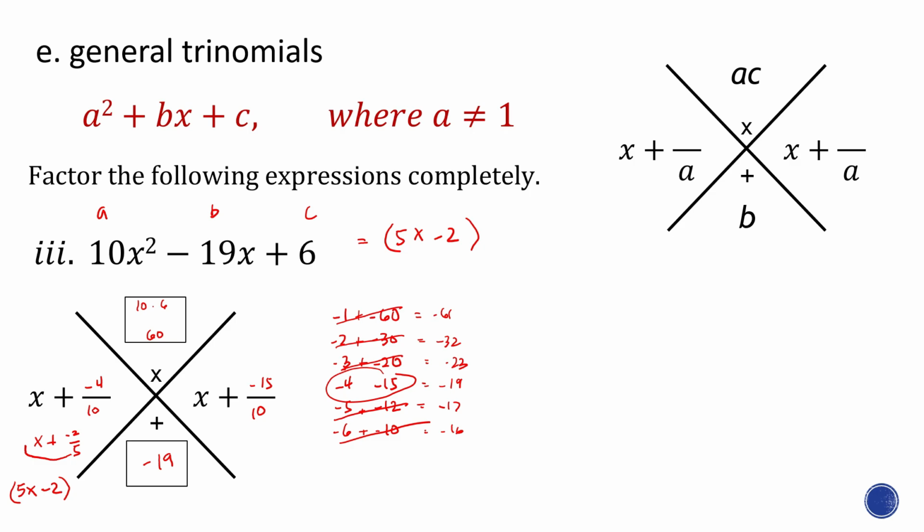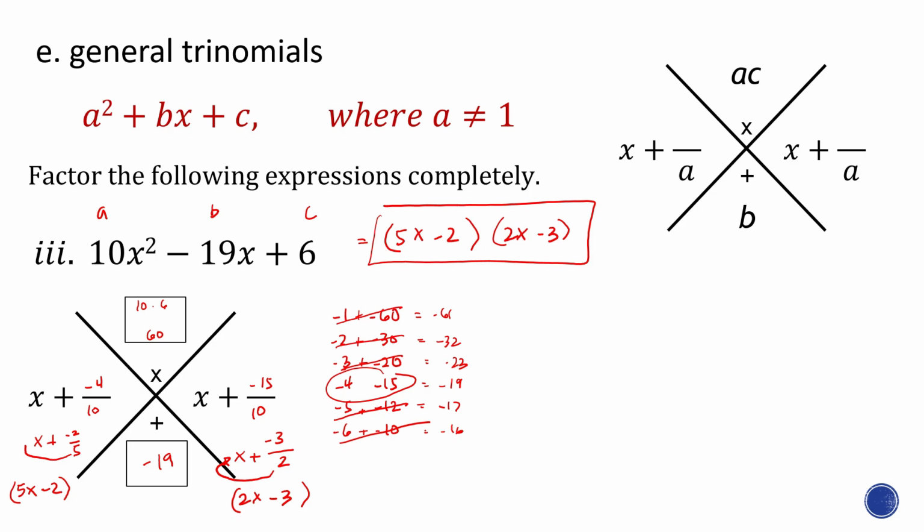And then the next is -15 over 10. The GCF is negative 5 or 5. So this is -3 over 2. Okay, move this to here. So it's 2x minus 3. All right. So those are the factors of our problem here. And that's how you factorize quadratic trinomials where a is not equal to 1 using the x method.